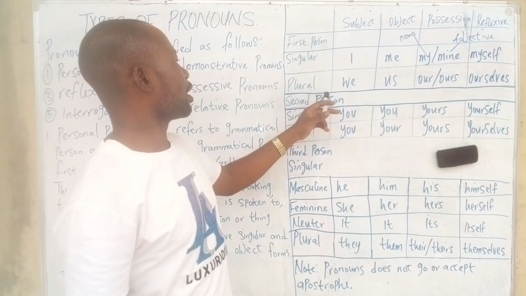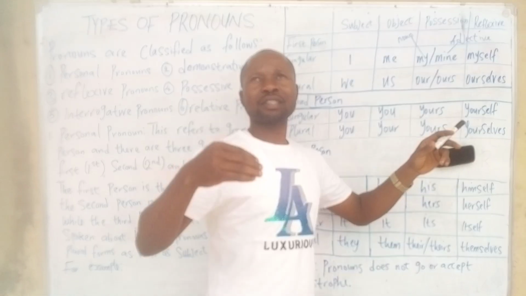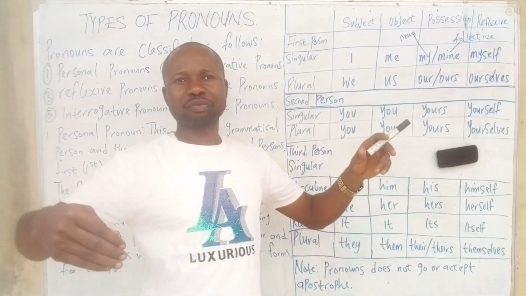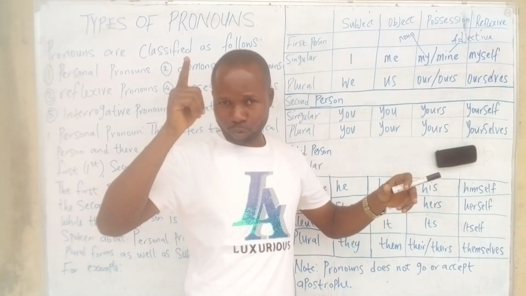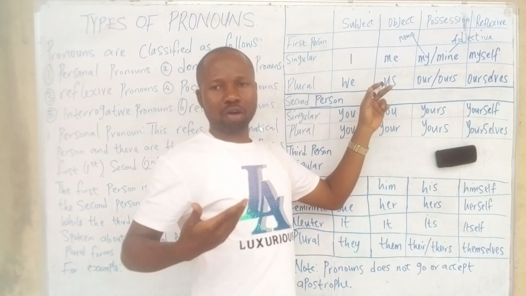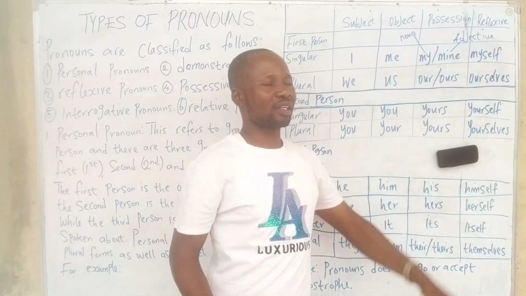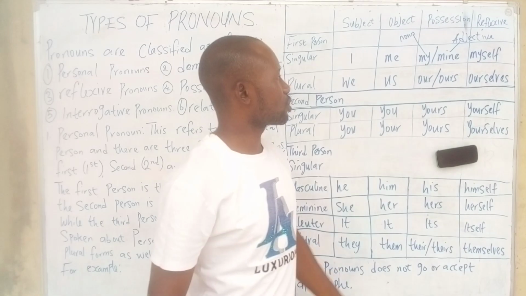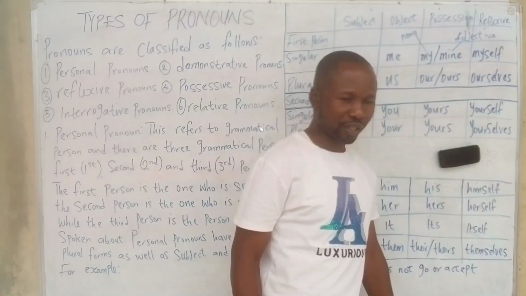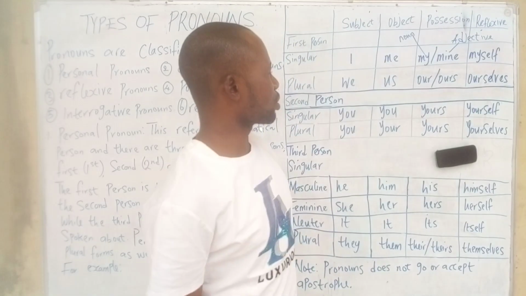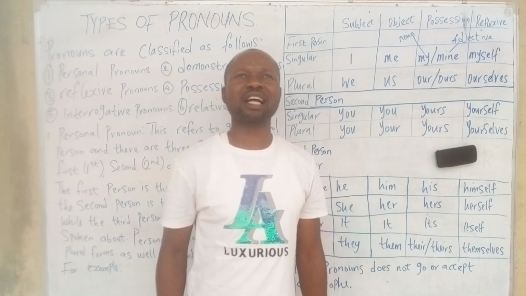Now, plural: we, us, our. That means when we are indicating that I am more than one person, it's we, us, our, ours, ourselves. This ourselves, look at it. This F normally changes to what? V.